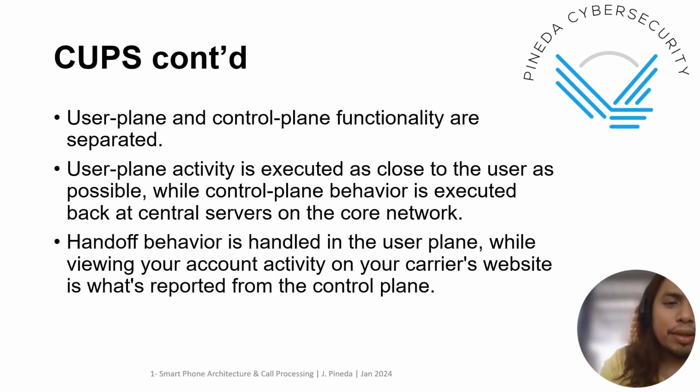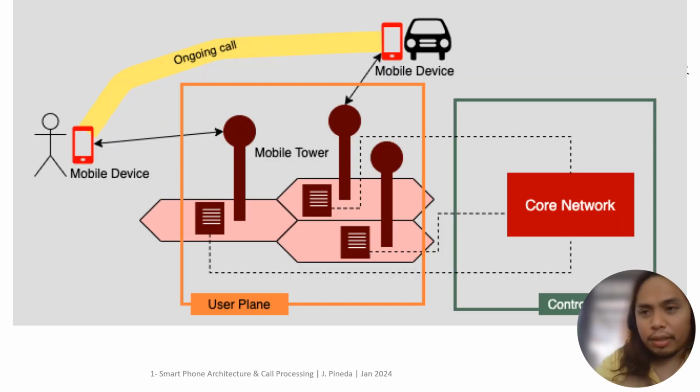The user plane activity is executed as close to the user as possible, while the control plane behavior is executed back at central servers on the core network. So these are the locations where you will find these planes. Now the handoff behavior is handled in the user plane, right? So changing from one station to another, while viewing your account activity on your carrier's website is what's reported from the control plane. So to demonstrate, this is what it looks like.